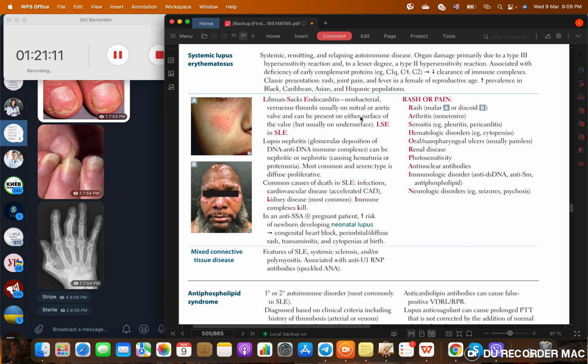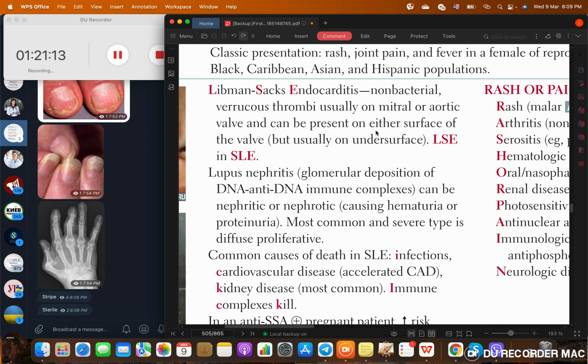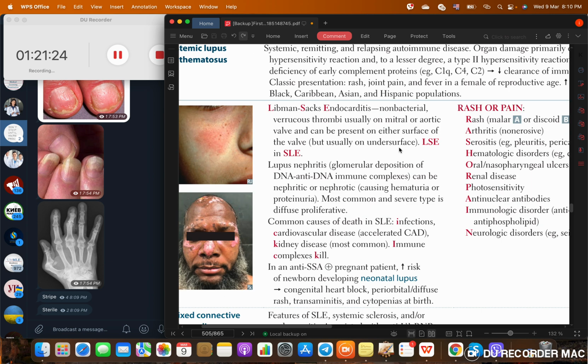So they write, it can present on either surface of the valve, so it can be under or over surface, mostly under, but it can be also over, which is atypical for endocarditis.